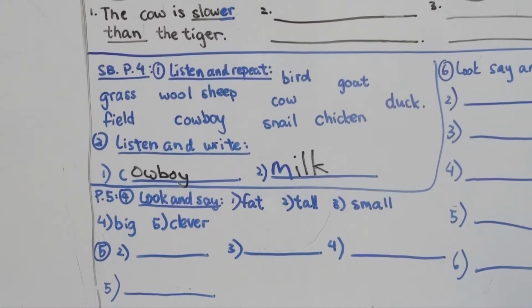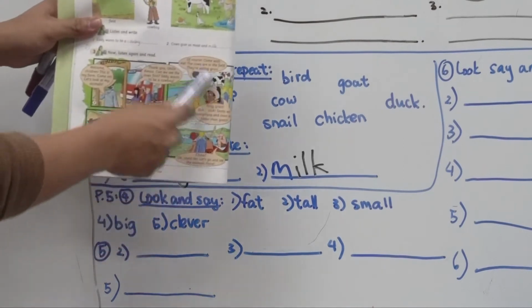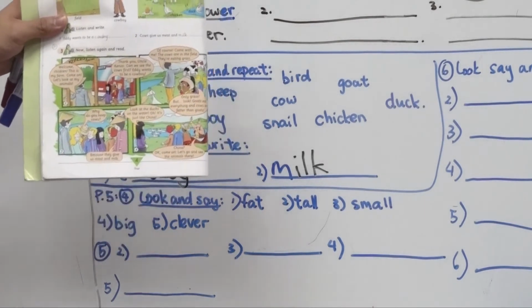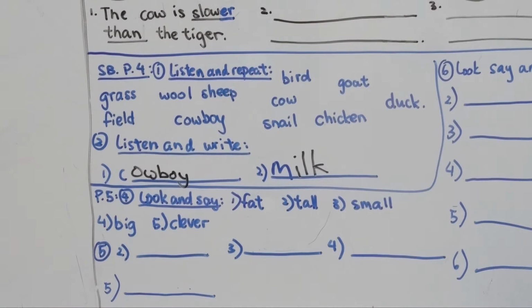So let's try to read it again together. Let's try to read part 3 together, okay? So part 3 we have the comic strips, right? So can we read together, please? So picture number 1, let's read together now.